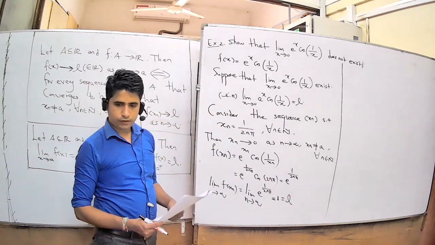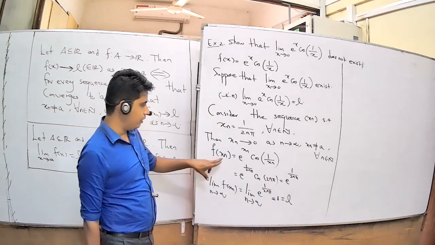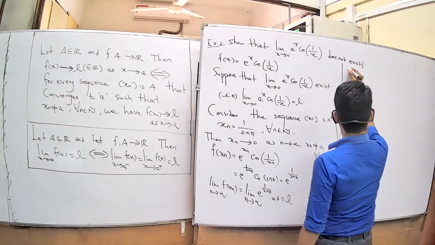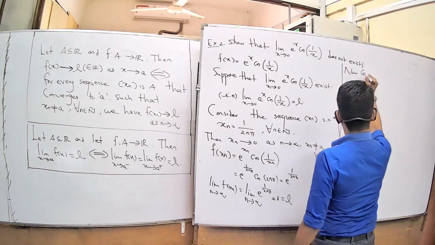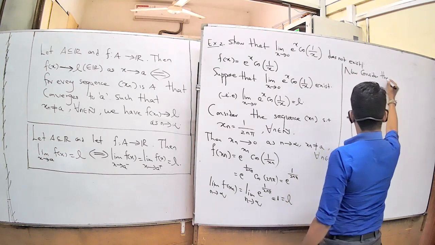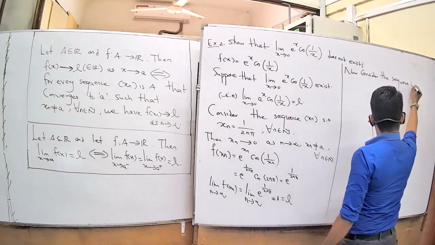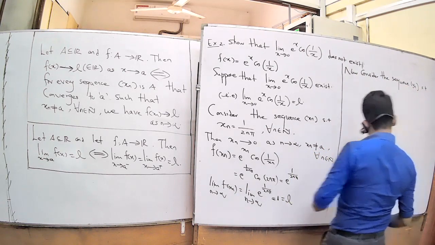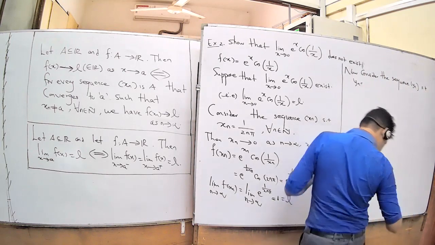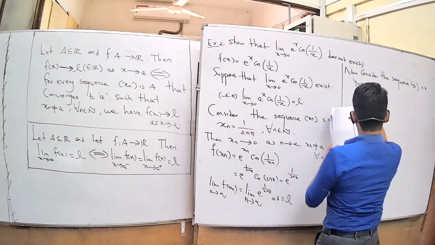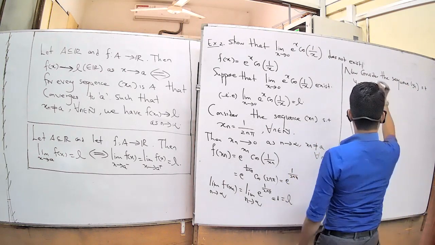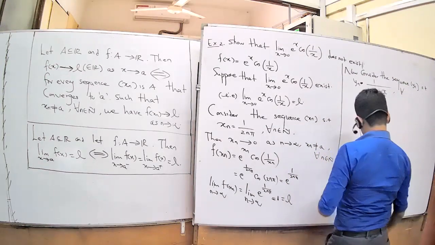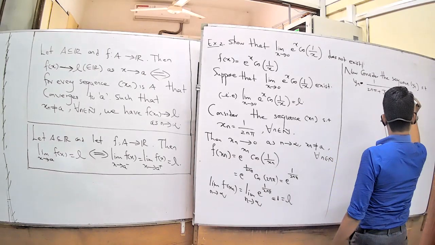Now we choose another sequence yn. Consider the sequence yn such that yn equals 1 over 2n pi plus pi by 2, for all n belonging to the natural numbers.